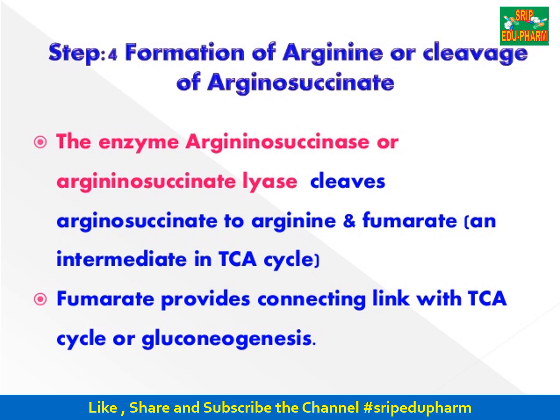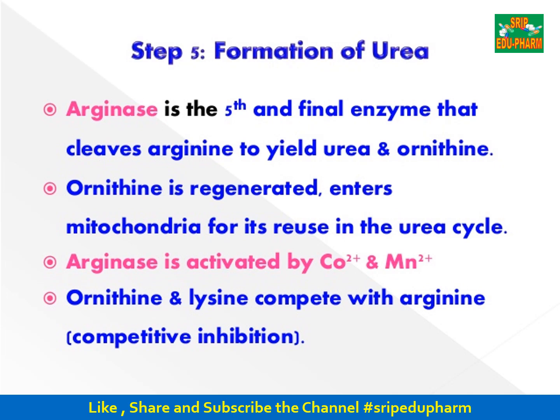Okay, step 5, formation of urea. First, arginase is the fifth and final enzyme that cleaves arginine to form urea and ornithine. Second, ornithine is regenerated and enters the mitochondria for reuse in the urea cycle. Next, arginase is activated by cobalt and manganese as a cofactor, or you can say coenzyme. Next, ornithine and lysine compete with arginine, an example of competitive inhibition.